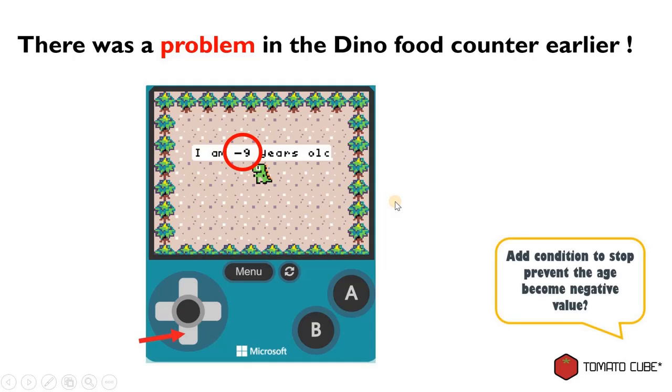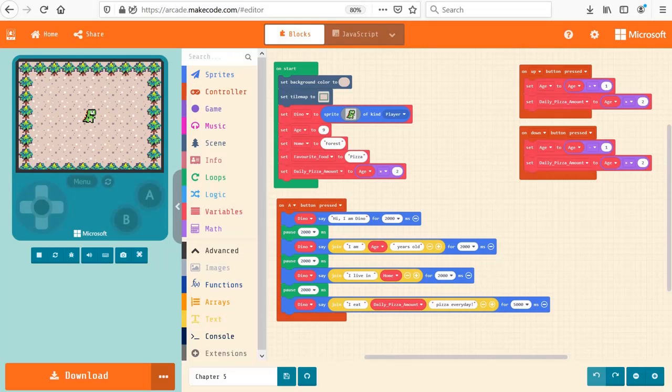So how do we fix it? Can we utilize the condition to say that we can only reduce the age if the age is above 0 years old? Let's do that. Coming back to my project here, I have the on down button pressed, and inside the block it says whenever the down button is pressed, it will reduce the age by 1 year old. If you keep pressing the down button, the age will keep reducing. There's no control over it, because it can go below 0 years old and now it becomes negative 19 years old.